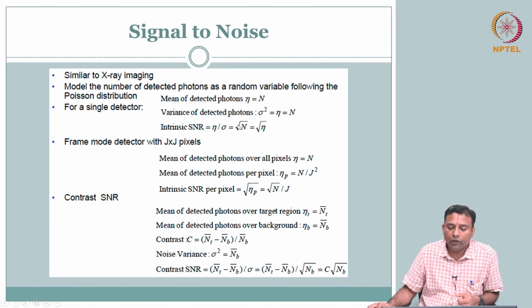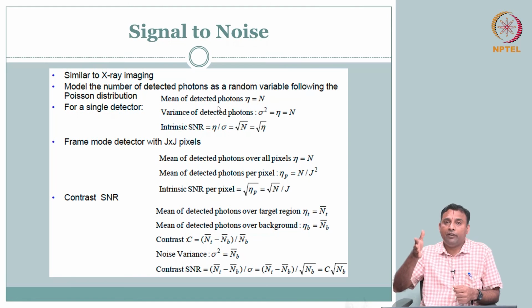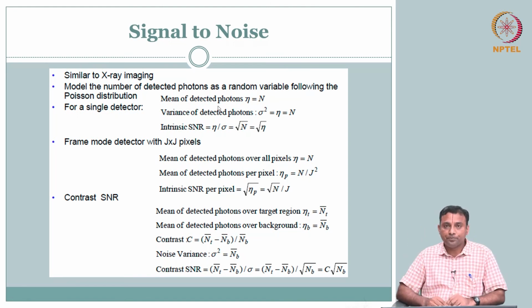Because of your Poisson distribution that we saw, intrinsic SNR is square root of n, no big difference. What is the context here though is, here you have a detector. When we talked about detector, especially in the frame detector mode, what happens? We talked about having pixels, some j cross j pixels. So now if it is having j cross j pixels, if you look at per pixel, the mean of the detected photon, here is the difference.